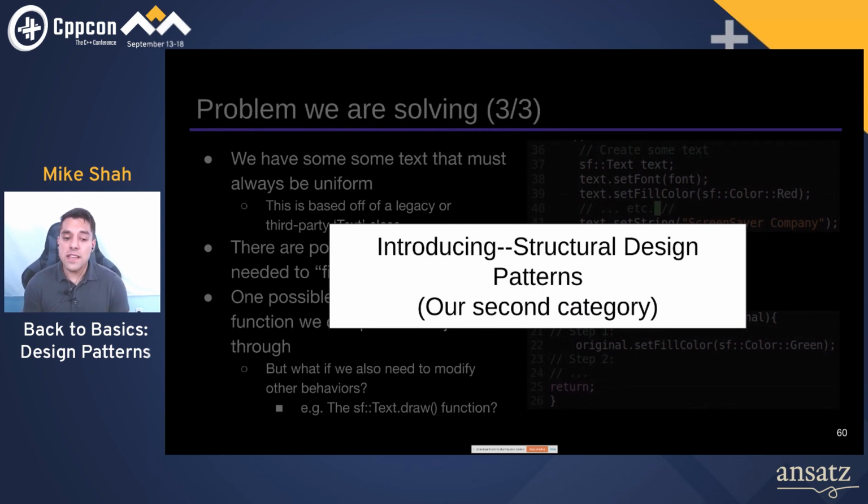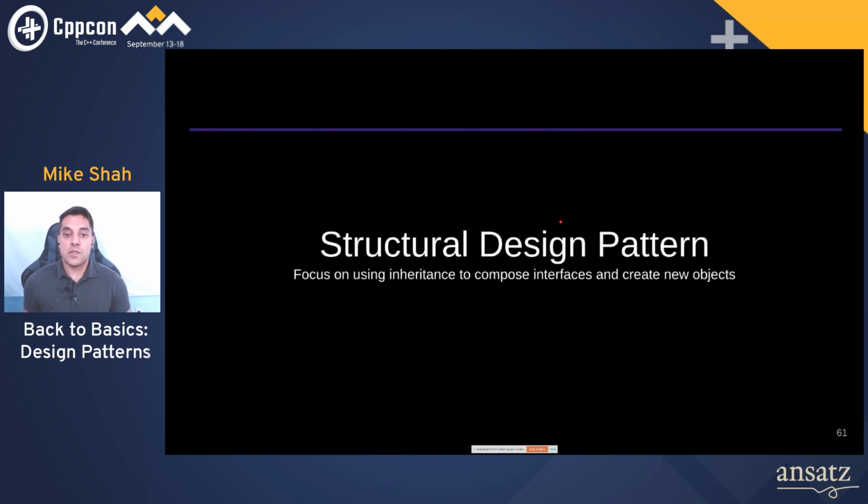Okay, so with this idea, I want to introduce the second type of design pattern. And this is the structural design pattern, our second category from the Gang of 4 book. And structural design patterns focus on using inheritance to compose interfaces and create new objects. Inheritance, and in one case, we're going to look at one that uses composition.